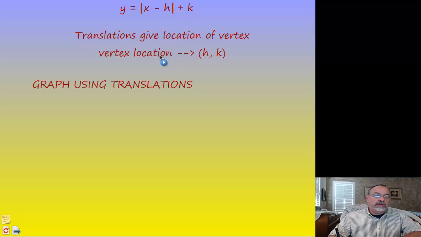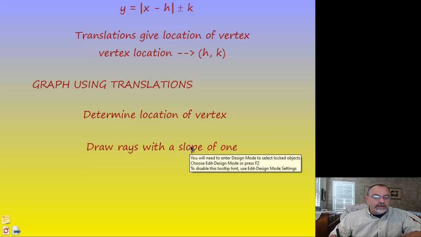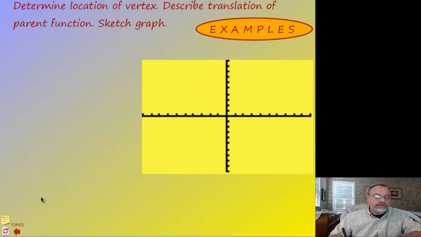So all I will need to do to graph is look at the equation and determine the location of the vertex. I simply start at the origin, 0, 0, where the parent vertex would be. I go to the left or right H, and up or down K, and graph my vertex. And then from the vertex, the rays have a slope of 1. We'll look at other values that will change the slope later, but for right now, we're only looking at horizontal and vertical shifts. All right, so I'll do one example, and then I'll do another video where I'll do a number of examples so you can check that out.